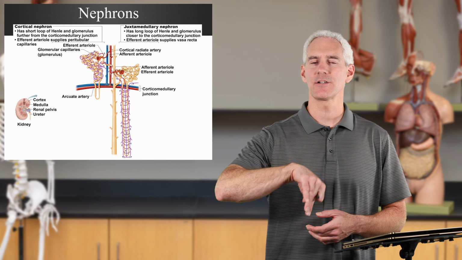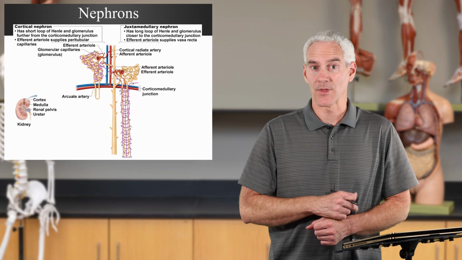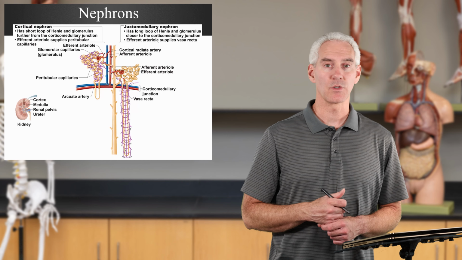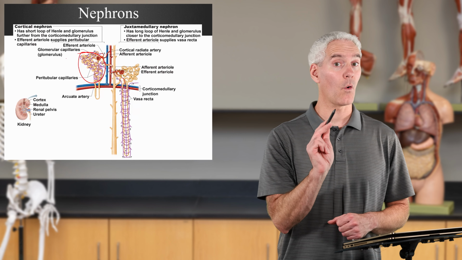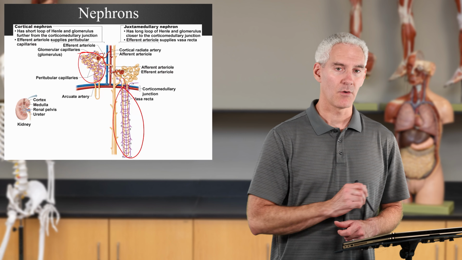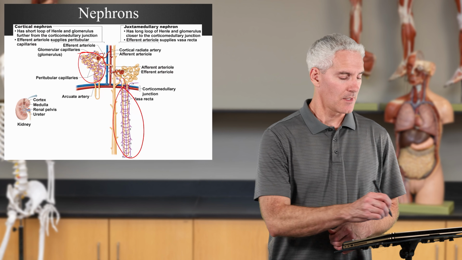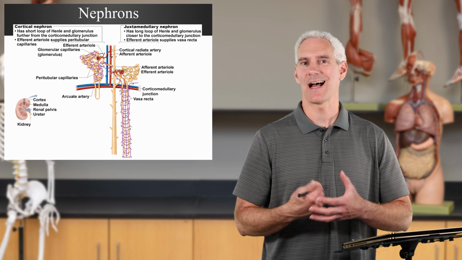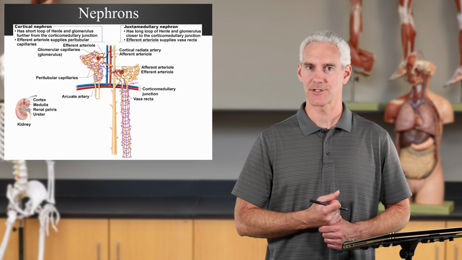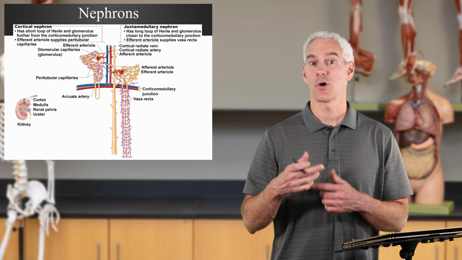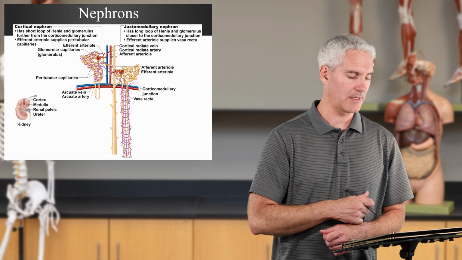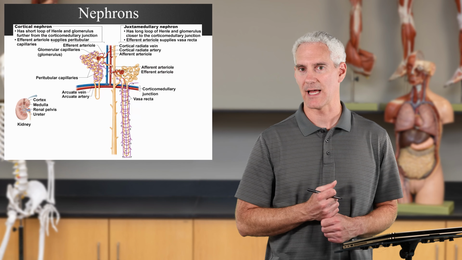From there, the efferent arteriole comes out. Efferent arteriole goes to the peritubular capillaries, which are in the cortex, or the vasa recta, which are in the medulla. So either one of those depends on the type of nephron that you're attached to. You then have the cortical radiate vein. Cortical radiate vein goes back to the arcuate vein and continues its pathway after that.